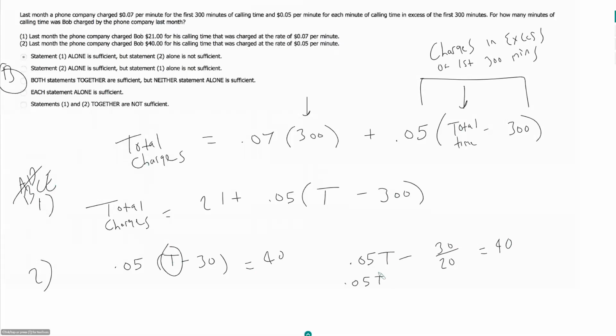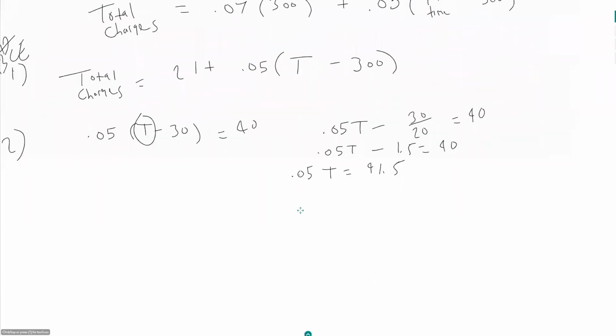0.05 T minus 15. So it looks like T is equal to, so 0.05 is 1 over 20, so T over 20 is equal to 41.5. So T is just going to be 41.5 times 20.